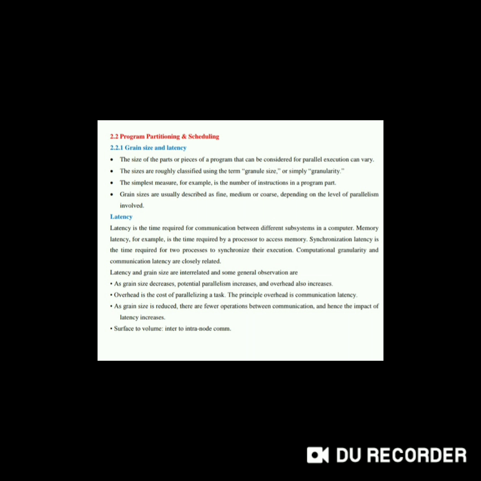Overhead is the cost of parallelizing a task. The principal overhead is communication latency. As grain size is reduced, there are few operations between communications, and hence the impact of the latency increases. Surface to volume, inter to internode communication. So these are some of the general observations between latency and grain size.